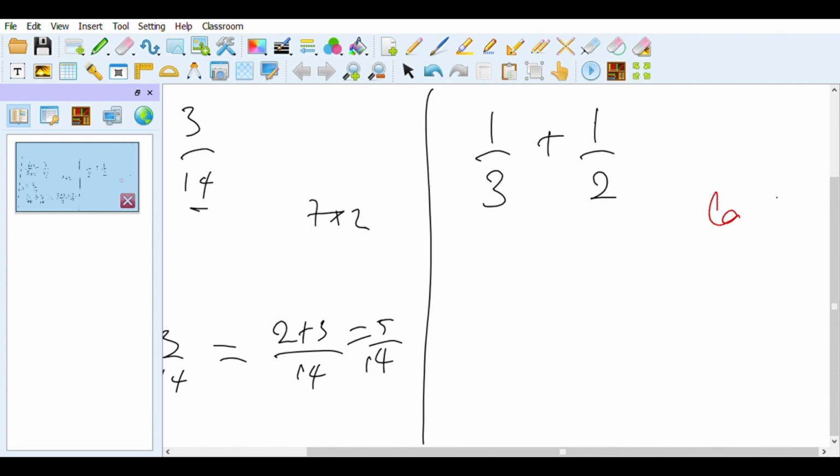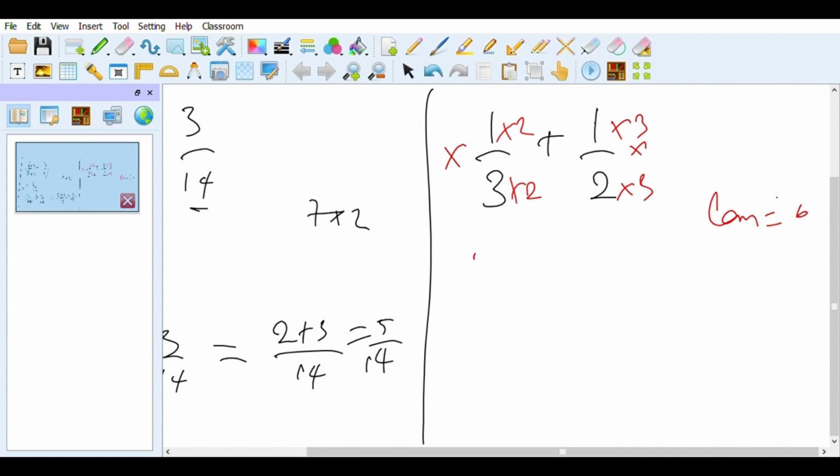So now we know that our LCM is equal to 6. How do we make this have a denominator of 6, and this one a denominator of 6? We know that 3 times 2 is 6. Use that same 2 to multiply the numerator. How do we make 2 to be 6? 2 times 3 is 6. So also multiply the numerator by 3, because we used 3 to multiply.